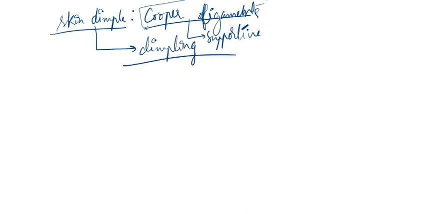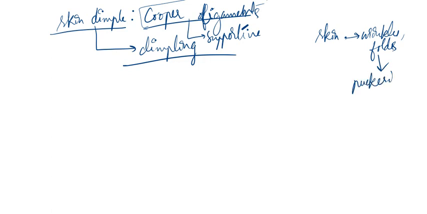Okay, that sign is called the dimpling sign. Now sometimes the skin may get wrinkled, sometimes the skin may get folds, right? If the skin gets wrinkled and folded like that, then that is called puckering. Right? So you will get some images.